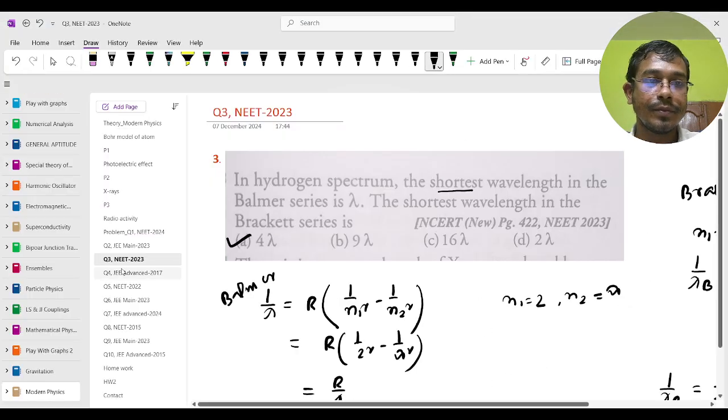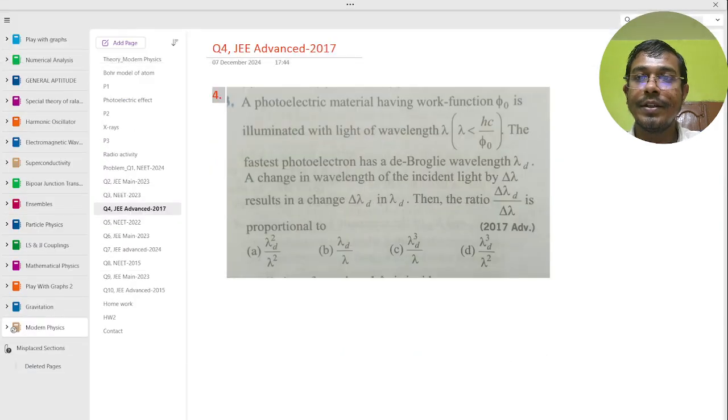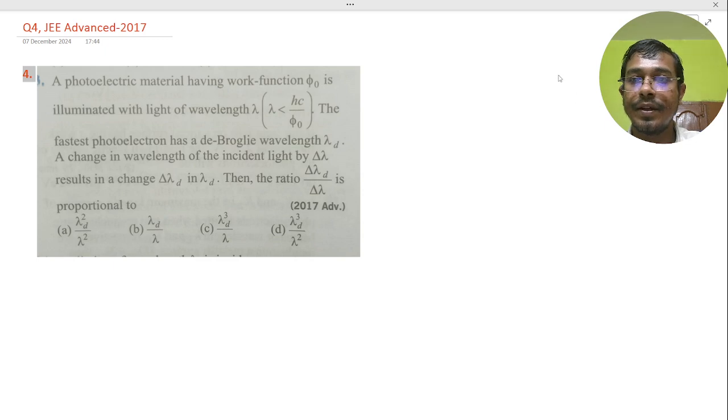Fourth one, coming in JEE Advanced. A photoelectric material having work function lambda naught is illuminated with light of wavelength lambda.